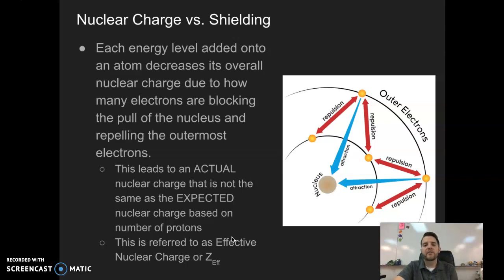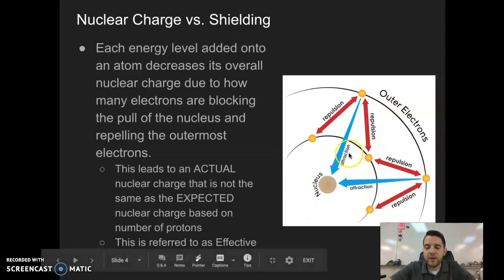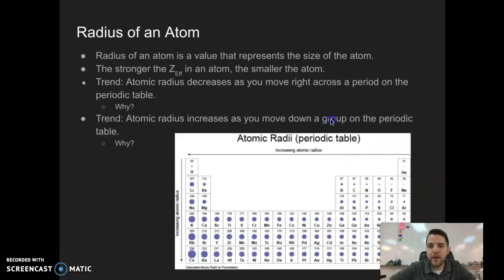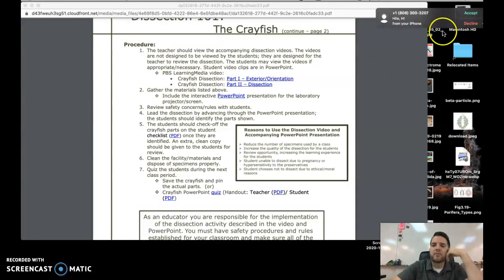But what we're basically saying is, if we have the overall attractive force of the nucleus minus the repulsion of the energy levels below the outermost, that's our ZEF. So essentially, in this image, ZEF is the blue minus the red. And so when we're talking about effective nuclear charge, that's what we're saying. What is actually happening?